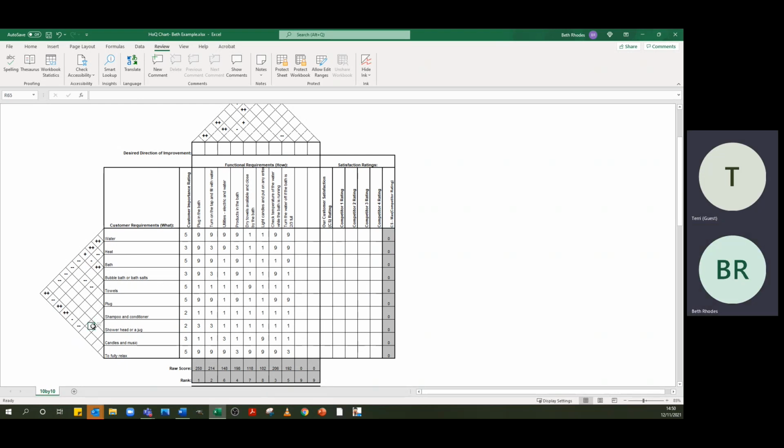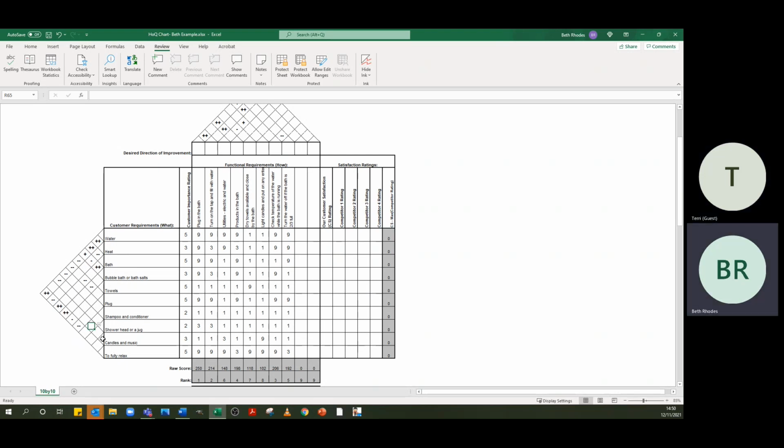This is the whole thing of a house of quality. You can still have shampoo and conditioner and not have a shower head and a jug. Yeah, absolutely, you're right. What about shampoo and conditioner against candles and music? No, it doesn't affect it. Shampoo and conditioner against being able to fully relax? It doesn't affect it. Okay, same with the shower head and the jug then.